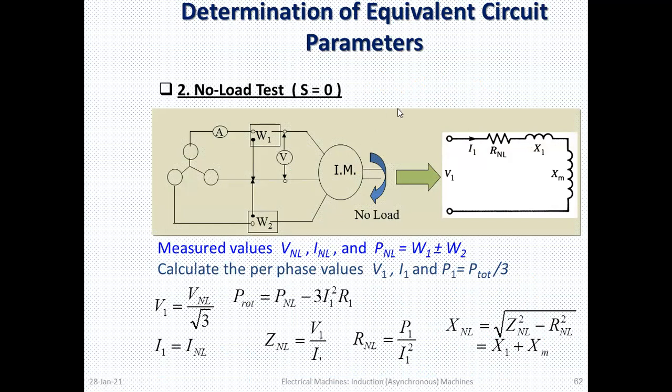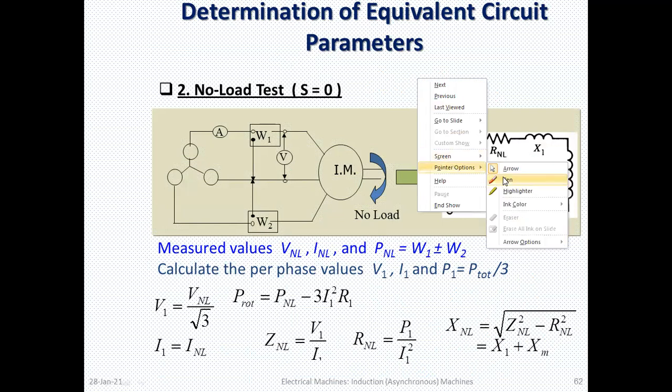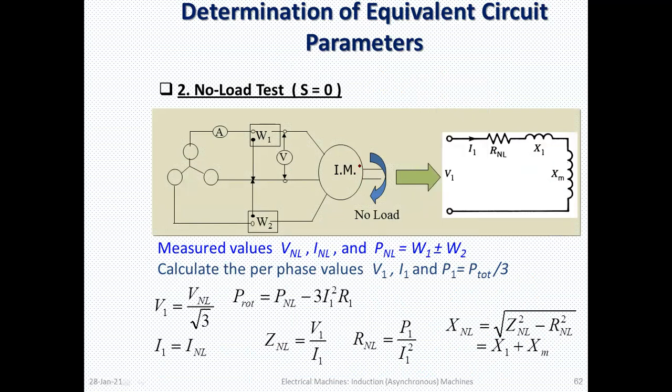Here we can see very easily that this machine is running at no load. Load is not applied here, so that means the no load condition. The slip will be almost zero, because slip is ns minus nm divided by ns, and if no load is applied, the motor speed is almost equal to the synchronous speed. Then this value becomes 0. So in the no load condition, slip is 0 and the machine is running at synchronous speed.